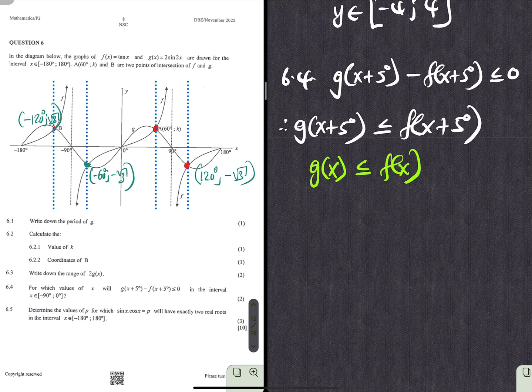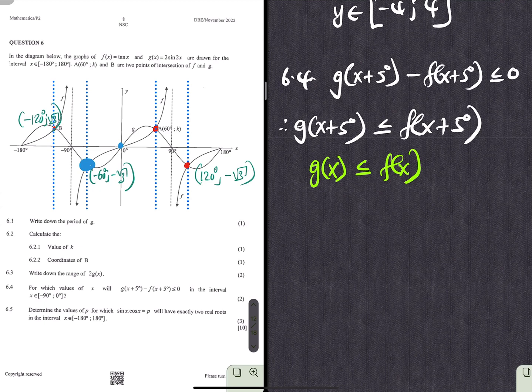So we are going to check where they are equal first, but we are now looking at from negative 90 to 0. So we are basically going to be focusing our region here. Where are these two equal? They are equal at this point, which we know is negative 60 and negative root 3, and also at the origin. This is where the graphs are equal.